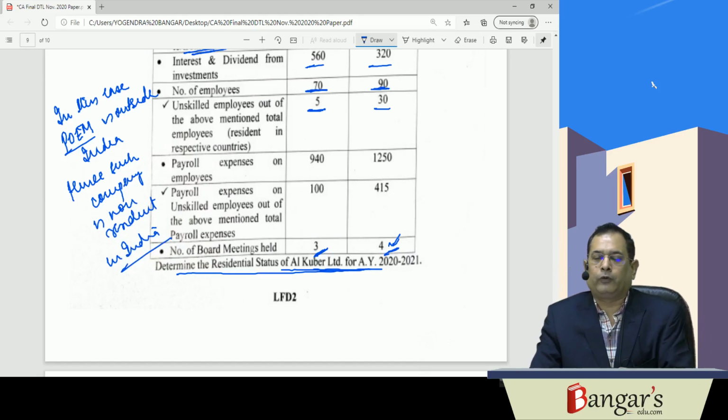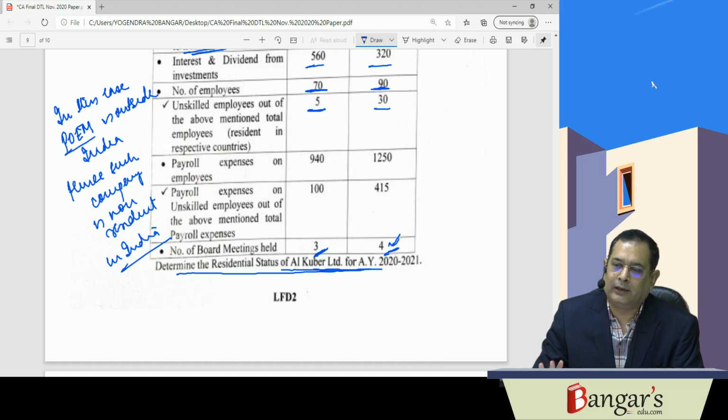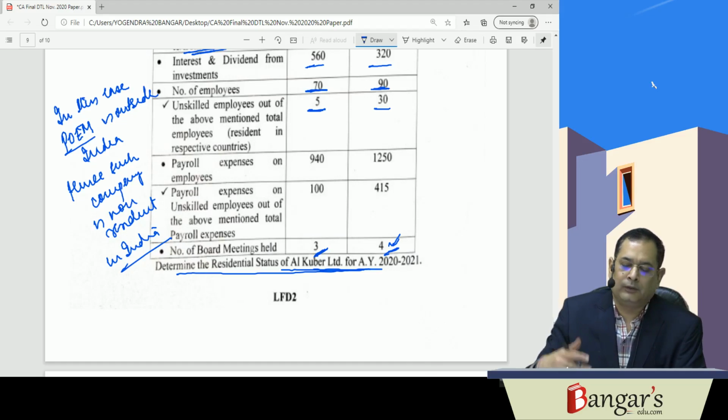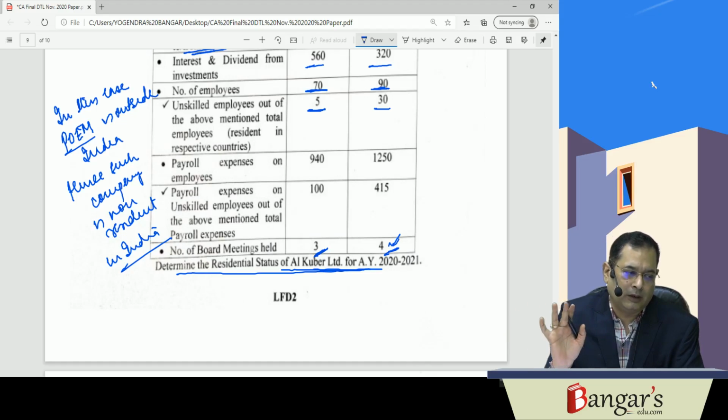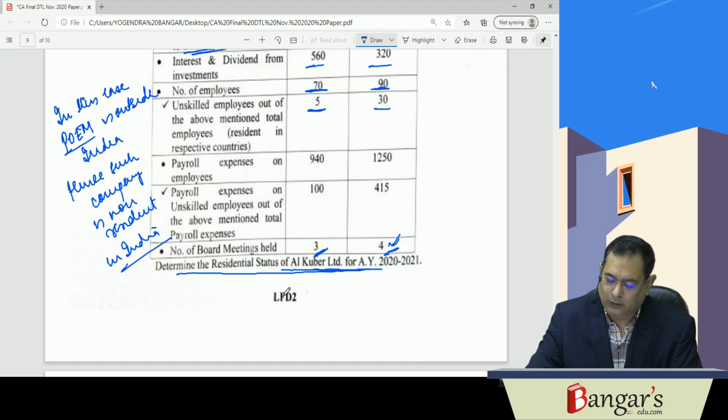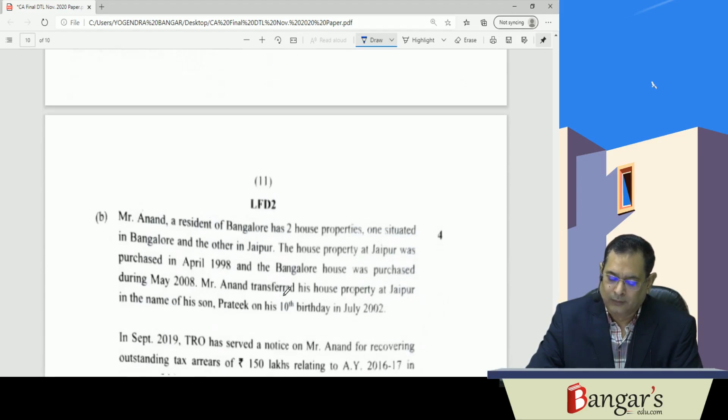So this type of question has been asked 4 to 5 times now in the exam. So basically, we have to see the test. This type of question is asked to see the test and then verify whether the company is engaged in active business outside India or in India, to determine the residential status.